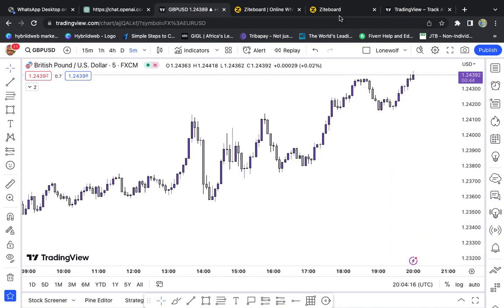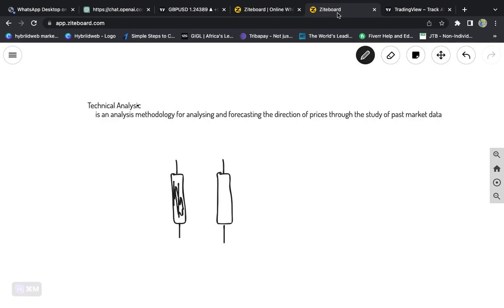So let me explain this thing. For you, you see green and red, right? So you see something like this. This place we call the body, and this one we call the wick, right? We have the upper wick and the lower wick.